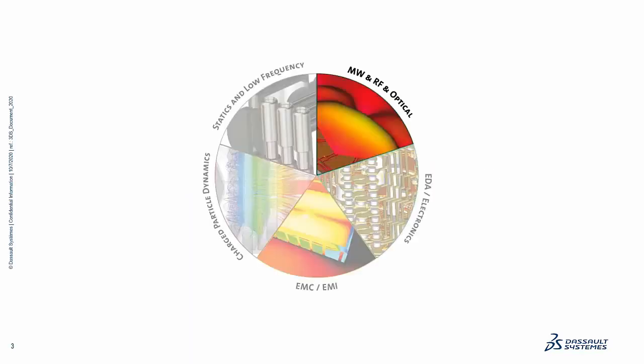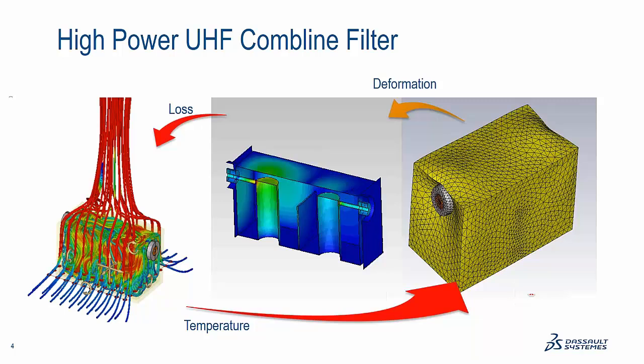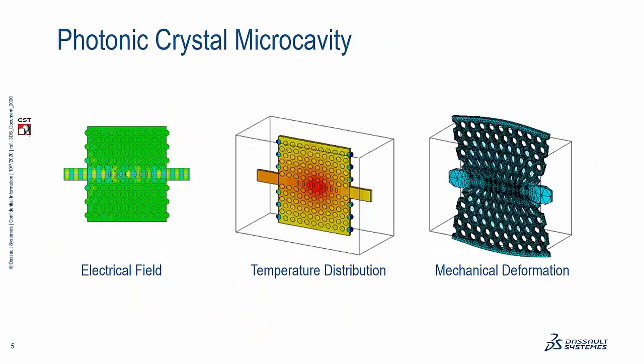For example, in the microwave, RF and optical area, you may have to watch out for temperature-induced deformation that can detune your filters. And for photonics, you may have to watch out for the deformation induced by heating, which changes the behavior of your optics.